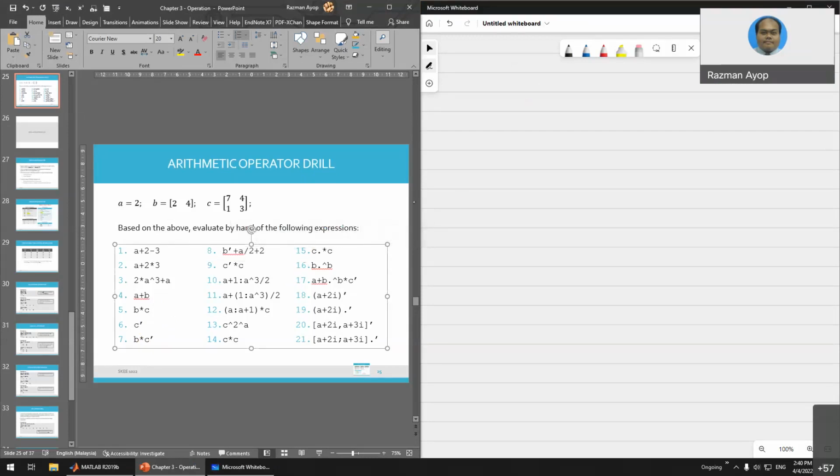Let us look at example B. [2, 4] and then you plus A, which is 2 divided by 2 plus 2. So what do you have to do first? Remember BODMAS. Any transpose? There is no transpose. How about bracket? No bracket.